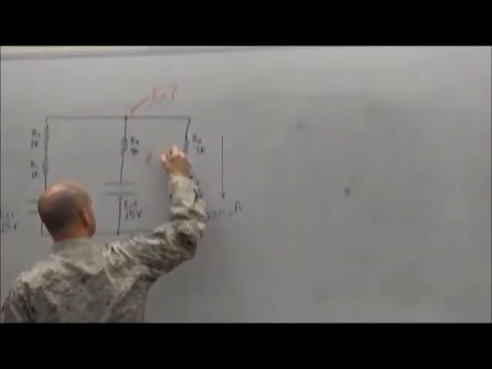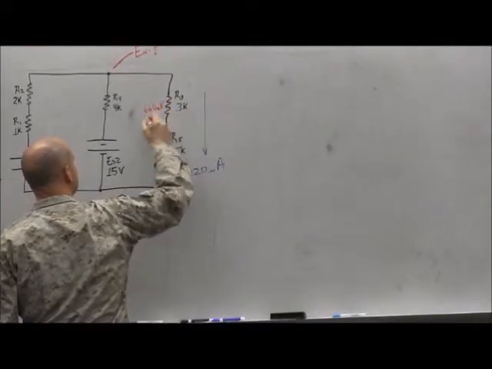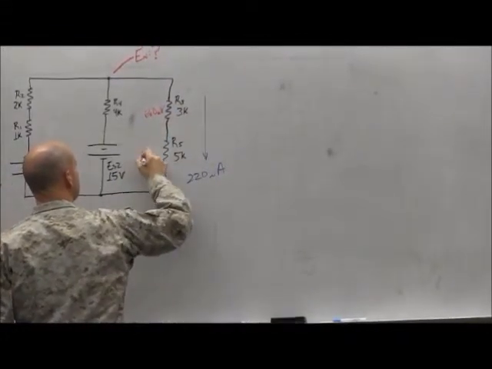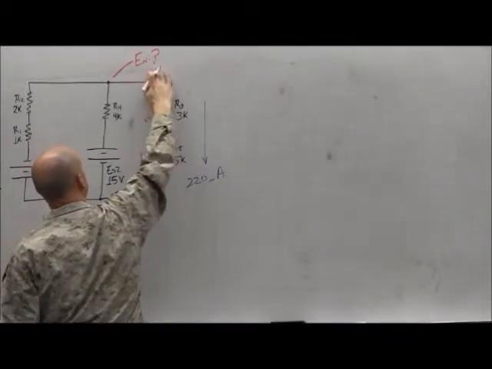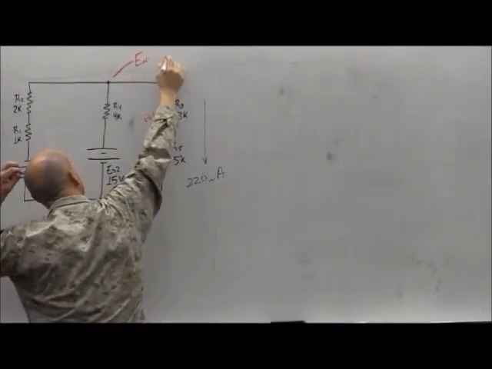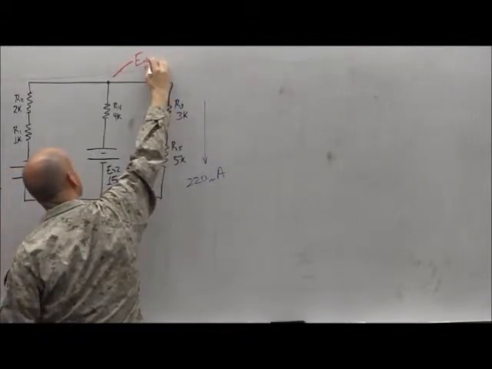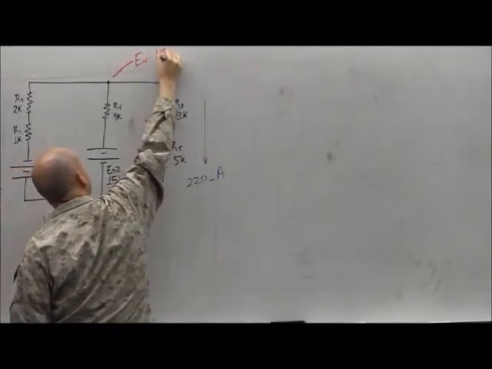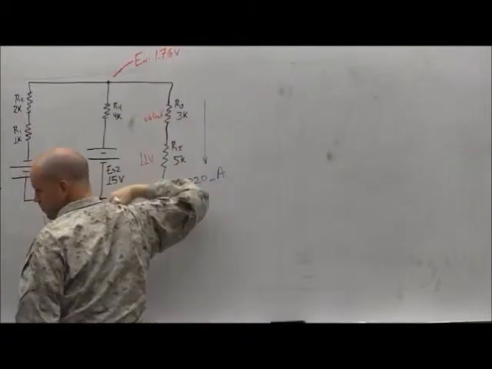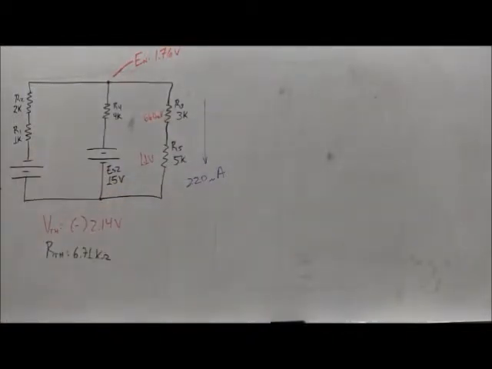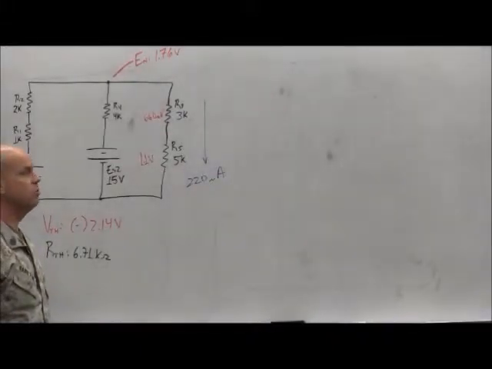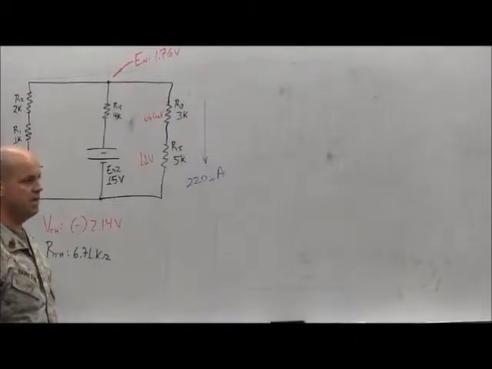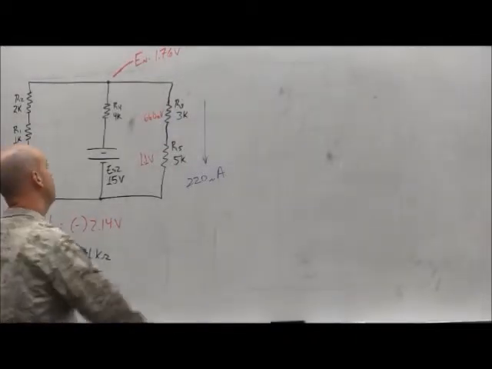660 millivolts and 1.1 volts, so my nodal voltage would be 1.76 volts. 1.76 volts plus. Which direction is current going? Away from the node, right? So is it going to be positive 1.76 volts or negative? Negative. Exactly.